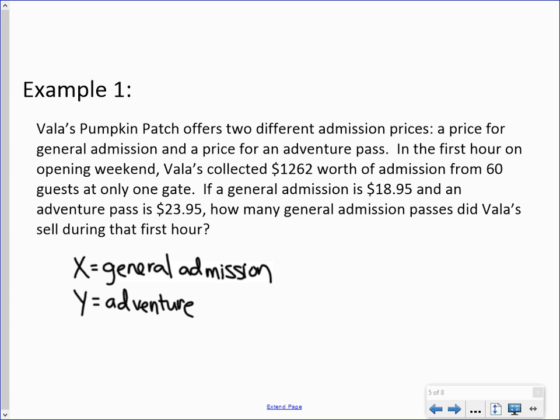When you read your word problem, you should pick out some important numbers, 1,262 and 60. Those are like the totals, right? It's the total money that Val's brought in, and it's the total people who passed through the gate. So these 60 people could have been split in half: 30 general, 30 adventure, or 50 general, 10 adventure. So one of your equations, and every group had this, was x plus y equals 60.